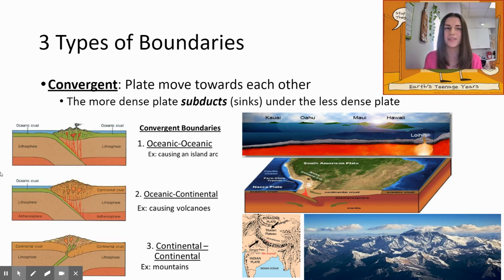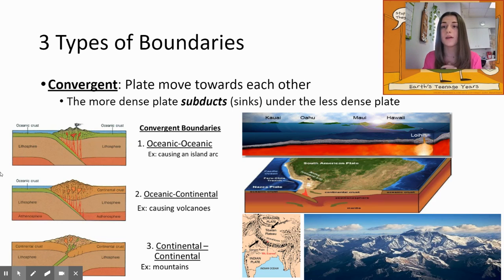Next we have convergent boundaries. Silly me, we just did divergent. In convergent boundaries, the plates move towards each other. So they're over here and they move towards each other. And you can think of this as convergent: the plates collide. So convergent, collide. So you have the plates and they are colliding. All right. And when these plates collide, the more dense plate subducts or sinks under the less dense plate. And I'll show you what I mean by that in a second.